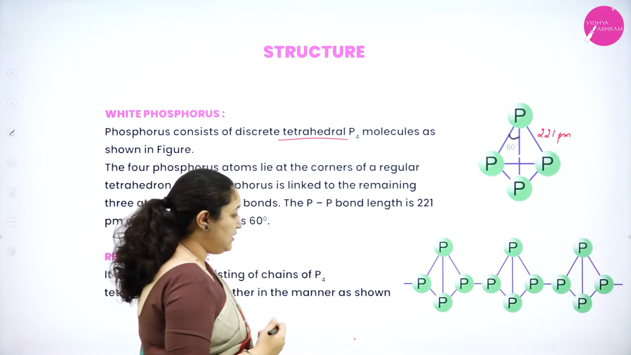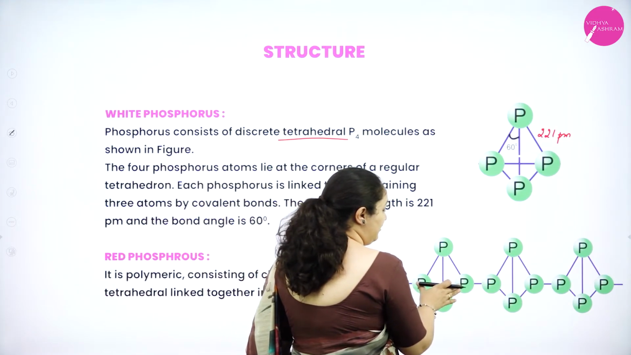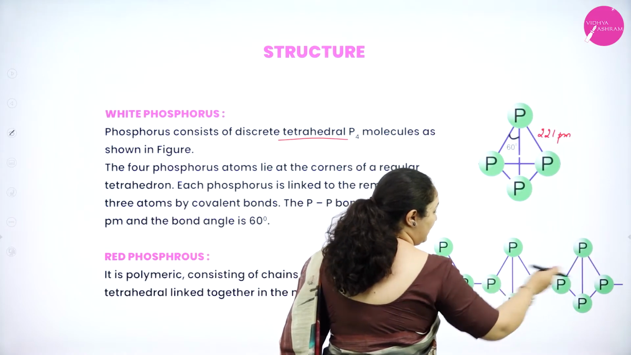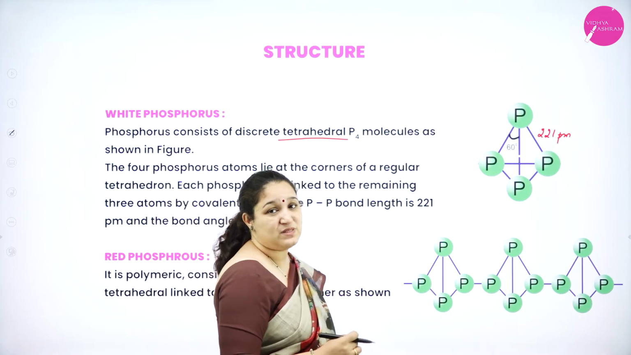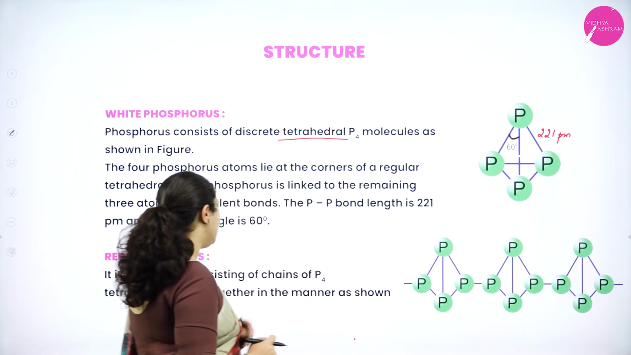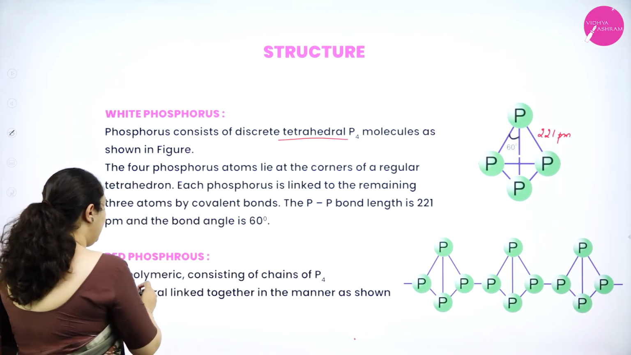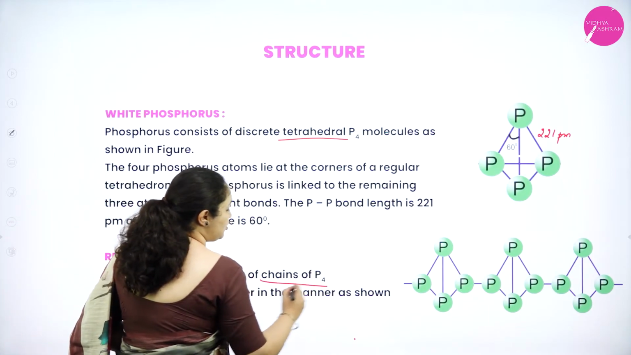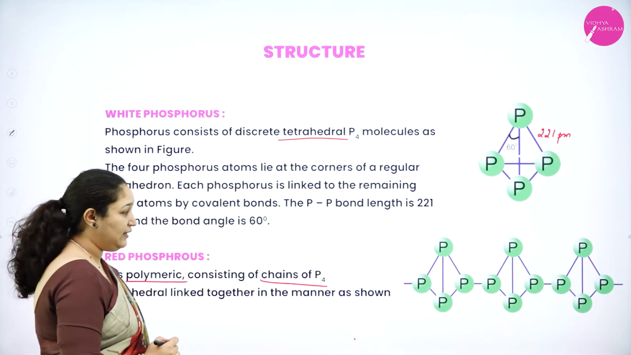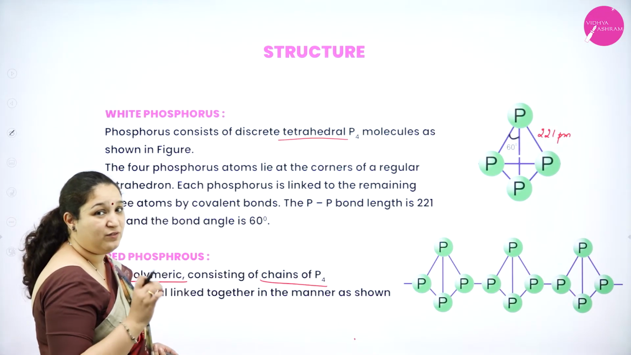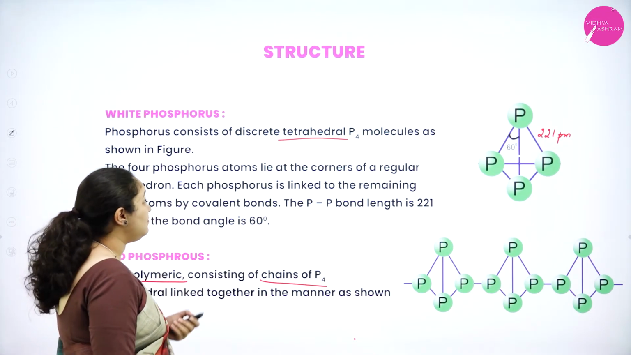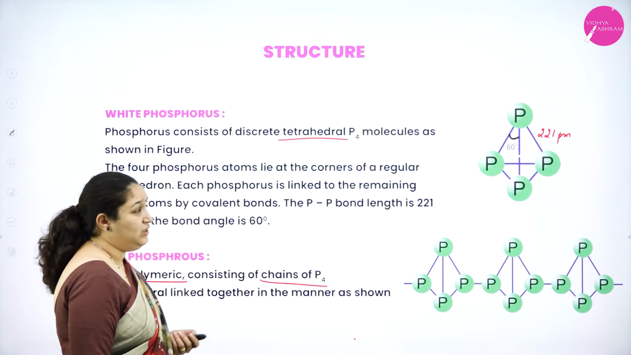Whereas in red phosphorus, the molecules of white phosphorus are linked to one another. It forms a long polymeric chain. Then it becomes red phosphorus. So what we call it is a polymeric chain consisting of chains of P4 molecules. That is the structure of red phosphorus. So, that's about the structure.